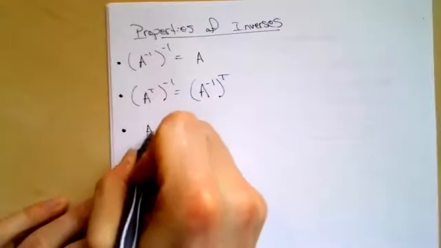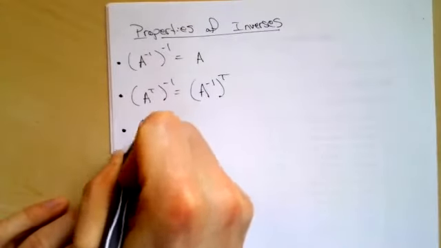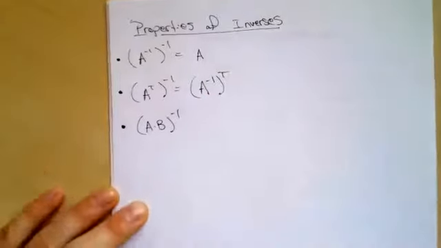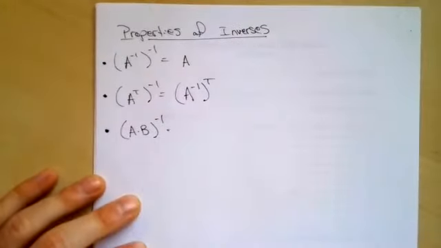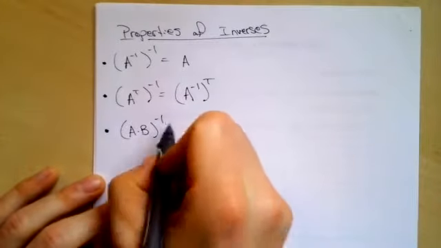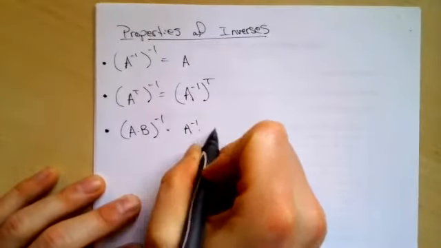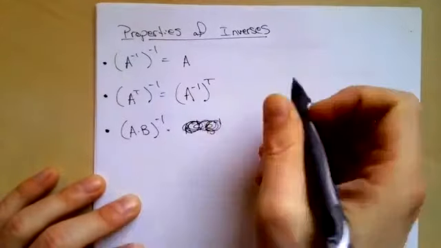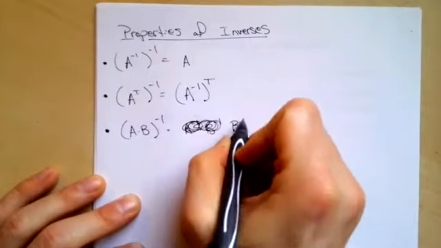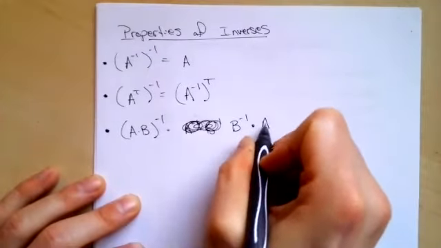Inverse has similar properties as the transpose in terms of how it affects multiplication. So if I have a product of two matrices and then try to take the inverse, it's going to be, whoops, I wrote that backwards. You have to flip the order. So it's going to be B inverse times A inverse.